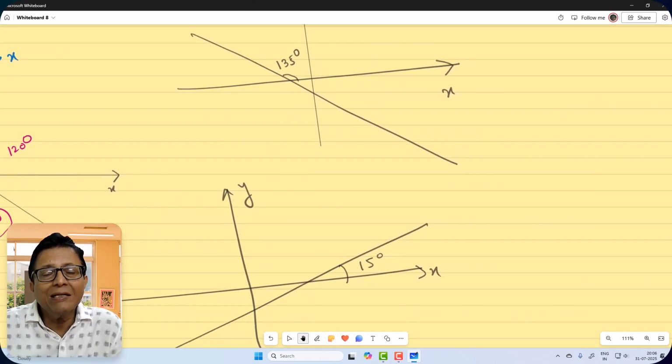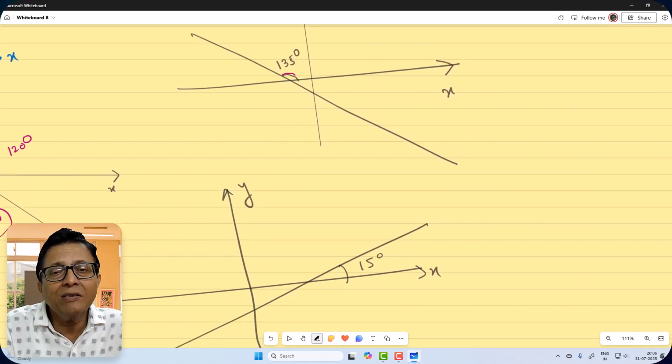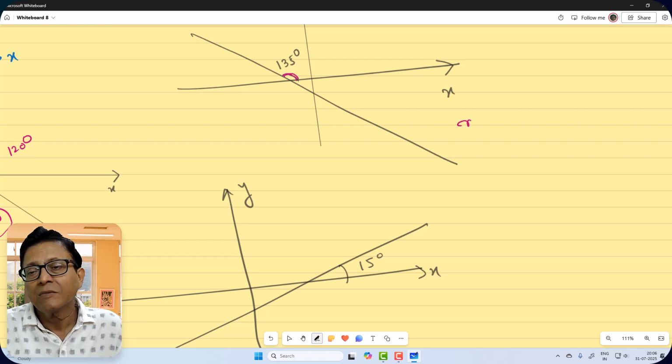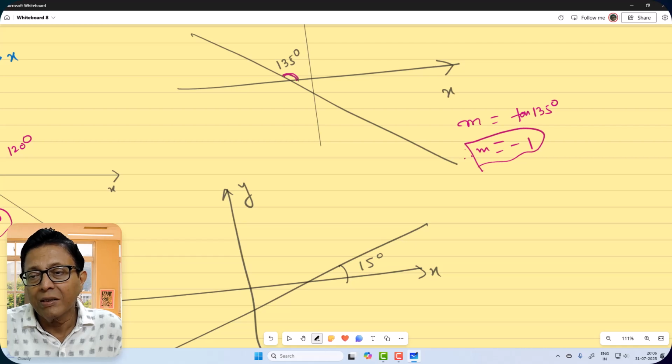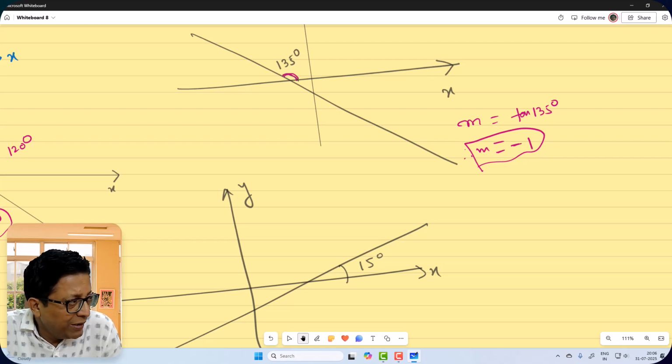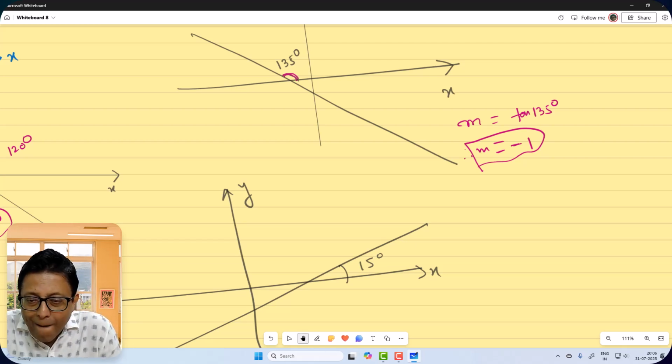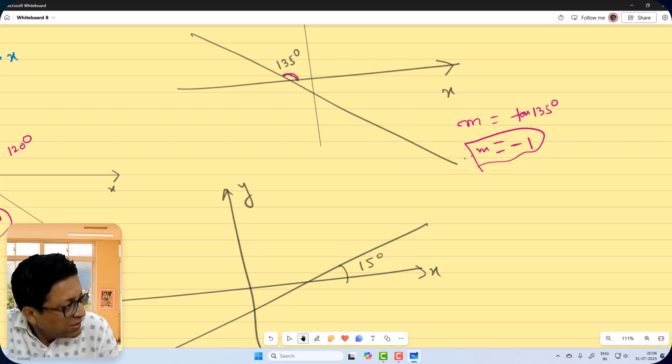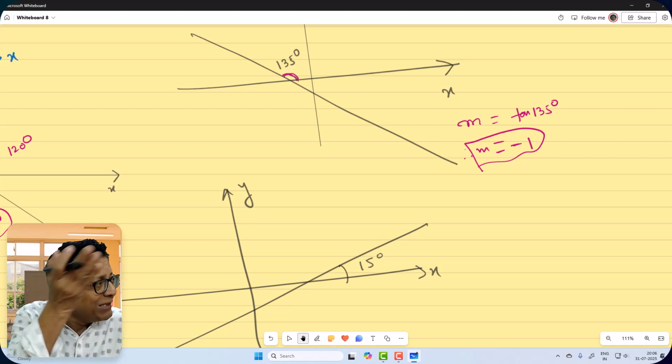What about this case? It's quite obvious. It makes 135 degree. So m is going to be tan 135 degree. This is minus 1. Slope of the line is minus 1, because with positive direction it makes 135 degree.